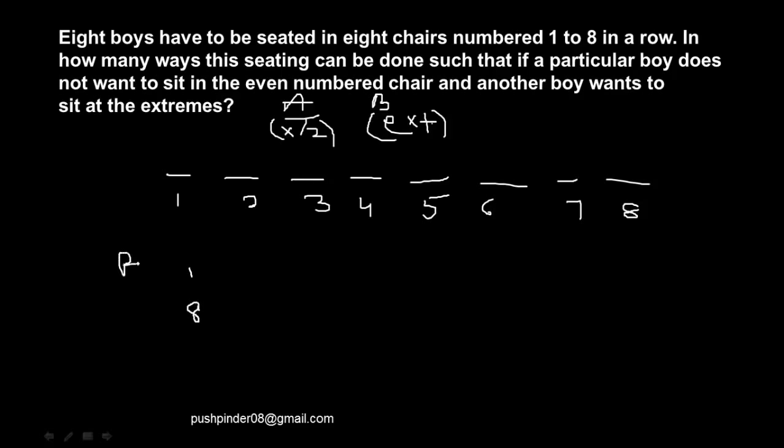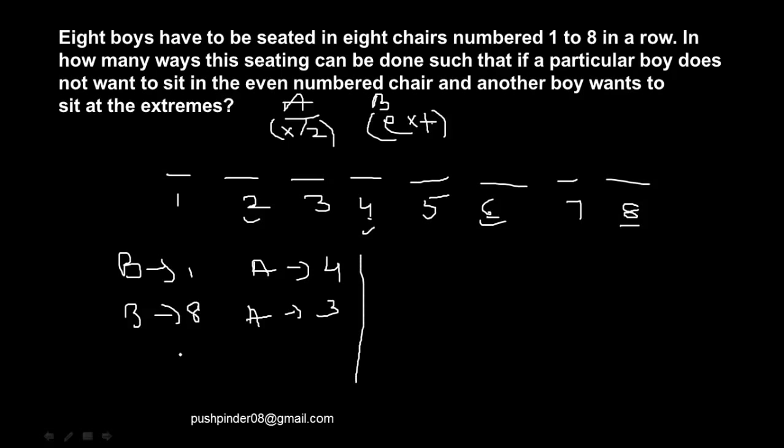So if boy B sits on the first chair, then how many choices does A have left? He can sit on 2, 4, 6, or 8. So he has 4 choices. But if boy B sits on the 8th chair, how many choices does A have left? A has just 3 choices, 2, 4 and 6. So that means the cases are colliding. If B sits on the first chair, A is left with 4 choices. If B sits on the 8th chair, A is left with 3 choices. Now using this, we can form an equation.